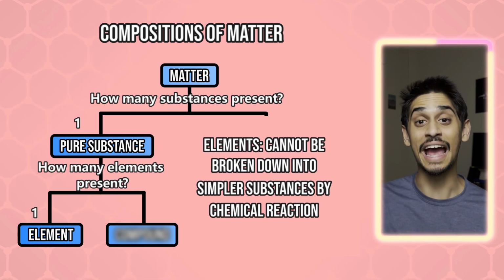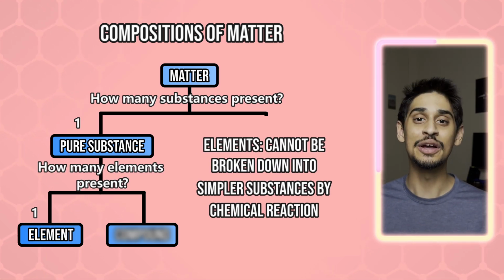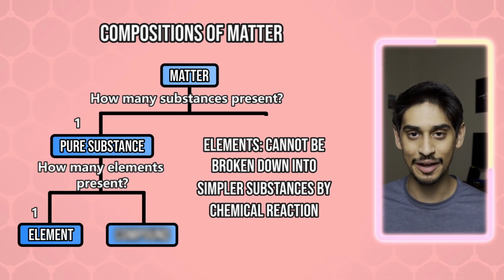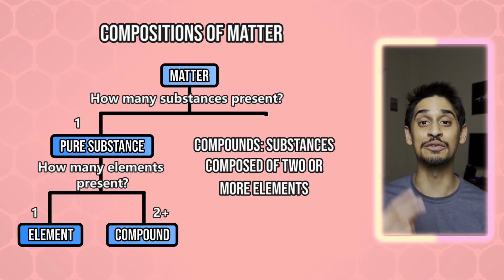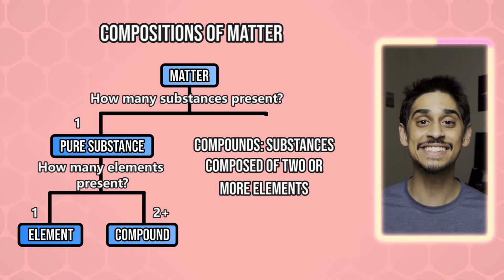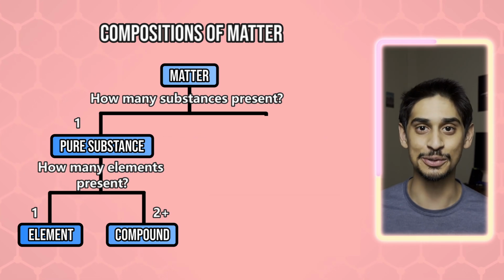These can either be elements, which are fundamental substances that cannot be broken down into simpler substances, or they can be compounds, which are composed of 2 or more elements. And these can be broken down into simpler substances.